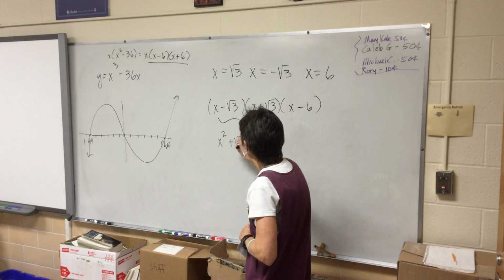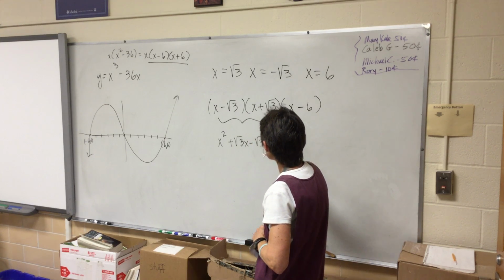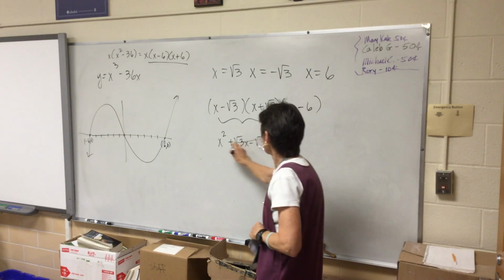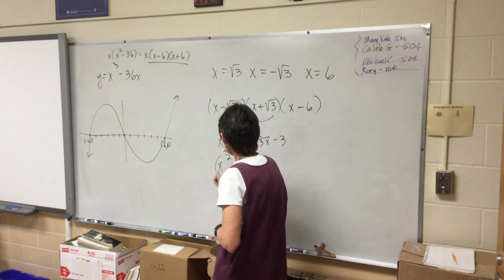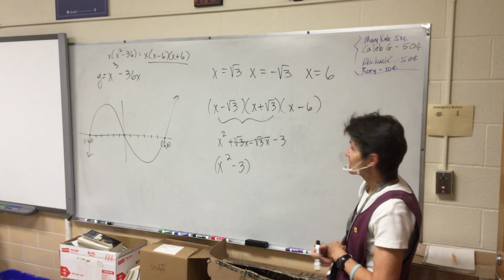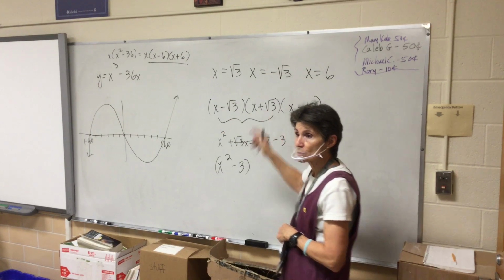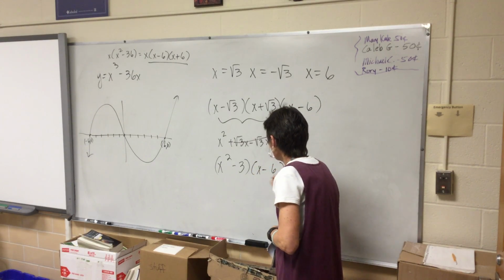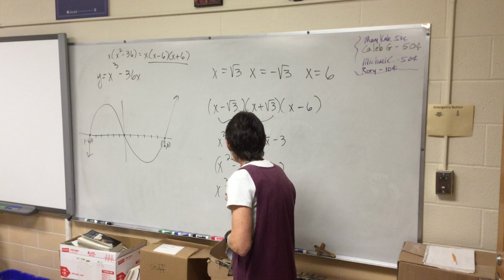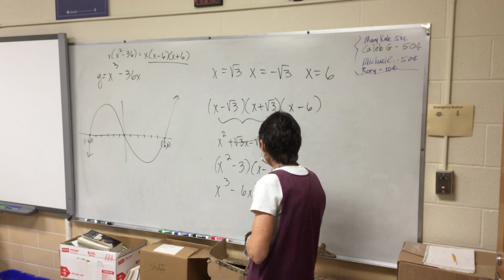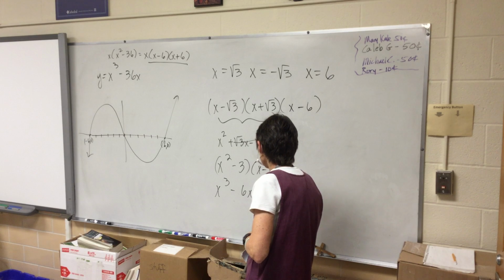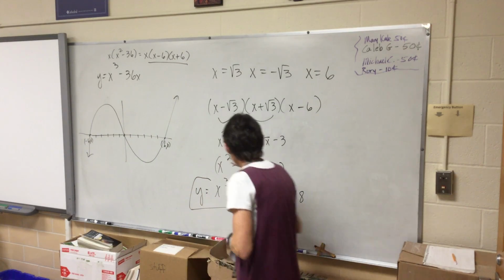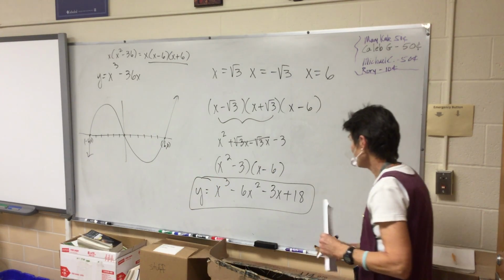X squared plus root 3x minus root 3x minus 3. You just foil. So we end up with just x squared minus 3. That's all that we get when we FOIL those 2 together. So then we'll throw in the x minus 6 now, and we'll FOIL again. So x cubed minus 6x squared, whoops, minus 3x plus 18. And there is your polynomial, if I didn't make any mistakes.